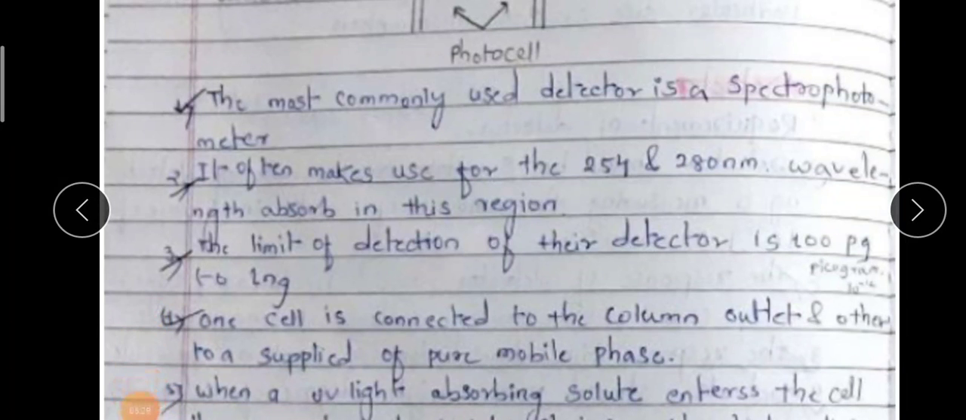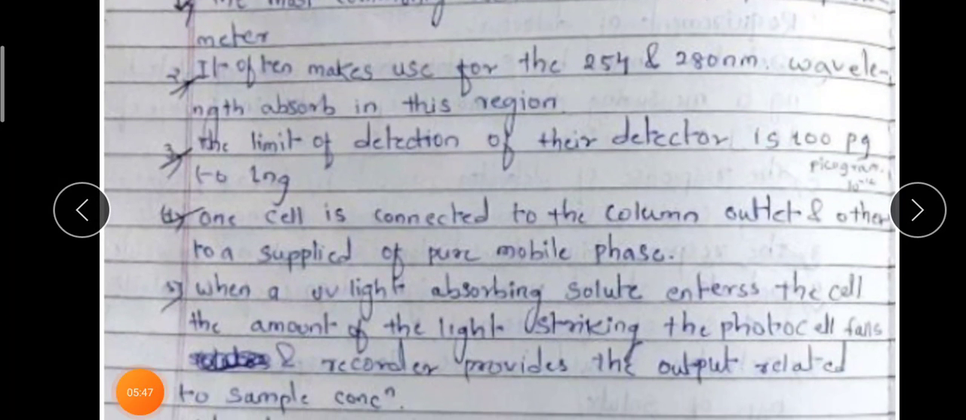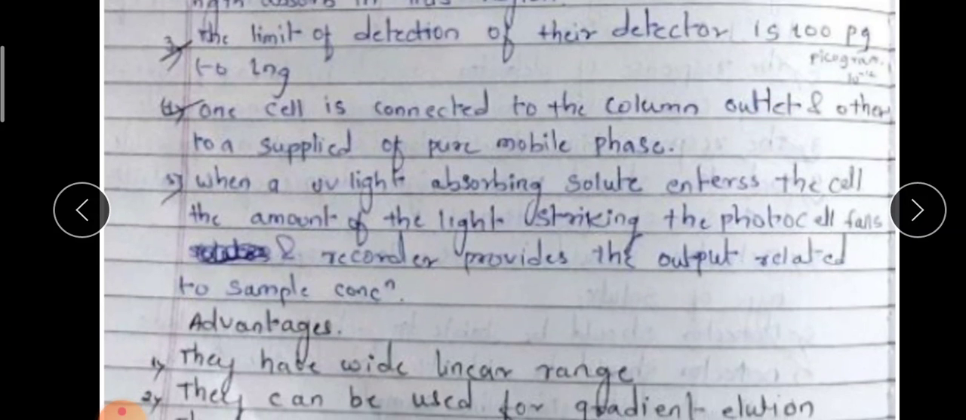Then we talk about what happens when one cell is connected to the column outlet and the other is connected to a supply of pure mobile phase. What happens? When the UV light absorbing solid enters the cell, the amount of light striking the photocell falls, and the recorder provides an output related to the sample concentration.